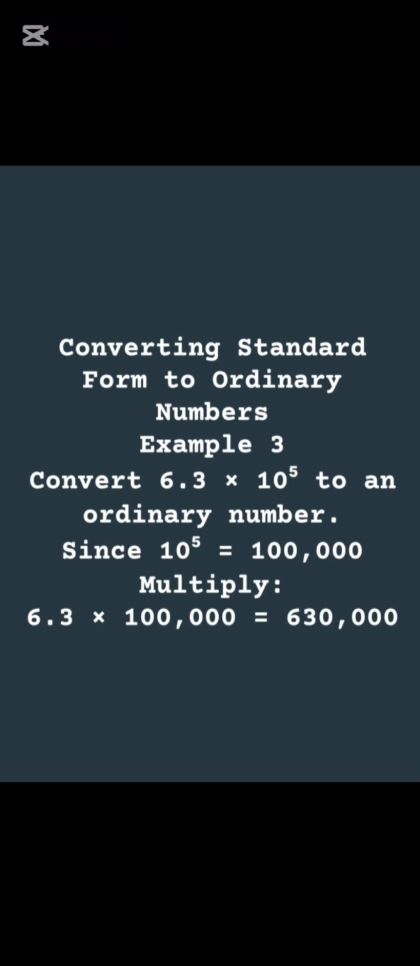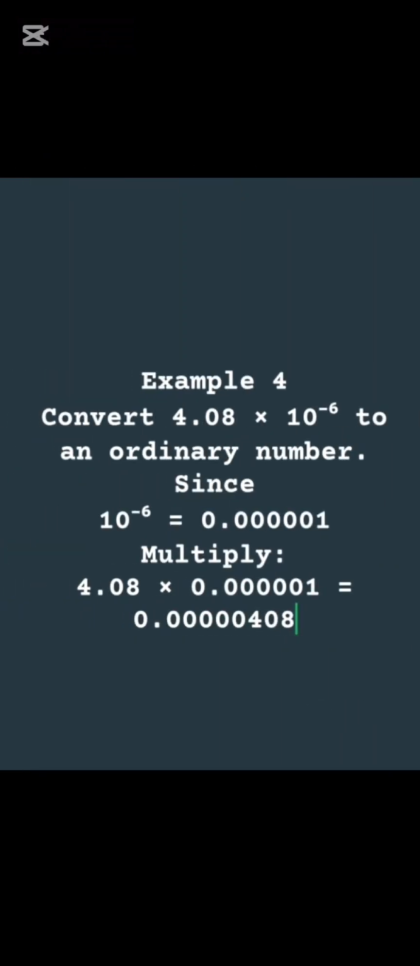Convert 6.3 times 10 raised to the power 5 to an ordinary number. Now note, 10 raised to the power 5 is 100,000. That means that the 5 there means it has 5 zeros. Now you multiply 6.3 times 100,000 and this gives us what? 630,000.